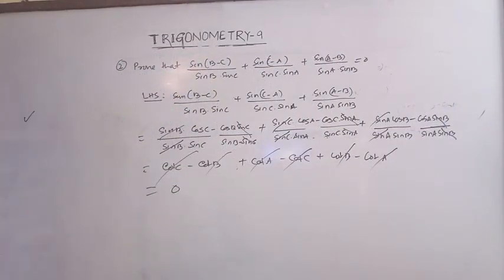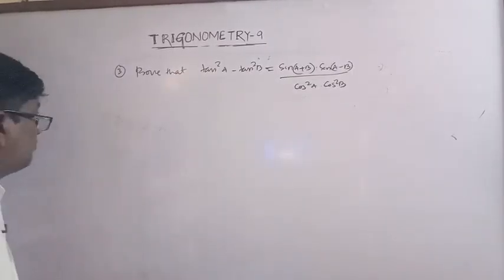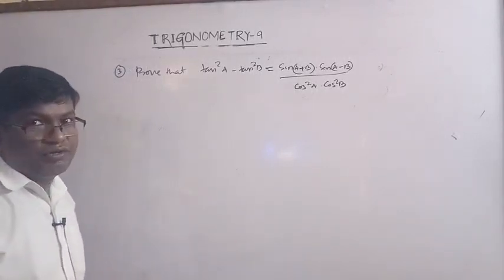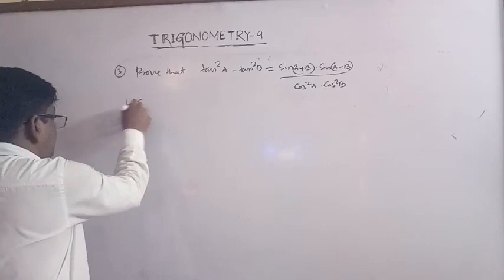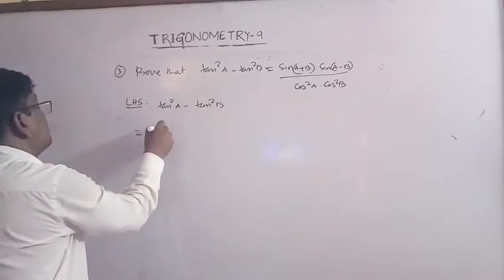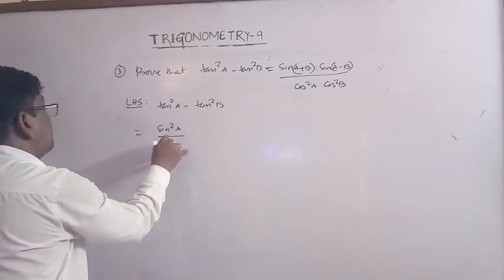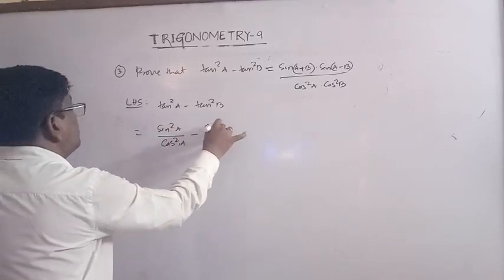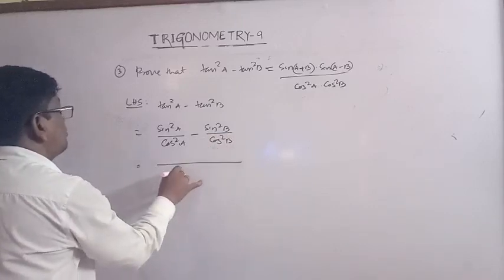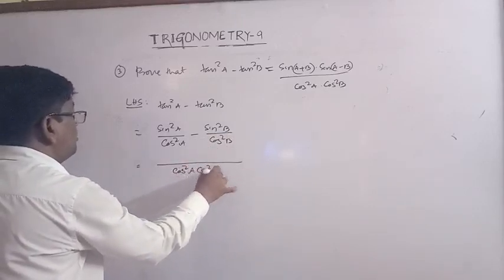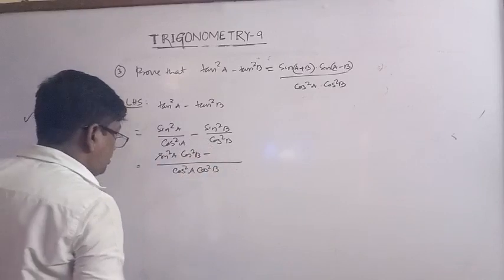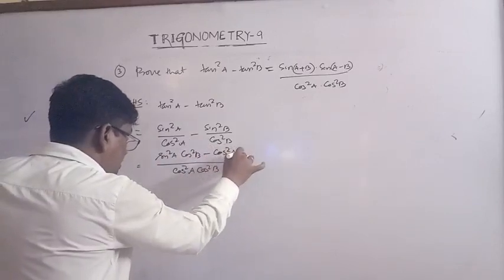Okay, now another question. Prove that tan square A minus tan square B is equal to sin(A plus B) into sin(A minus B), whole divided by cos square A into cos square B. Left hand side, this is tan square A minus tan square B. That is sin square A by cos square A minus sin square B by cos square B. What is the LCM here? That is cos square A into cos square B. And this is sin square A into cos square B minus cos square A into sin square B.